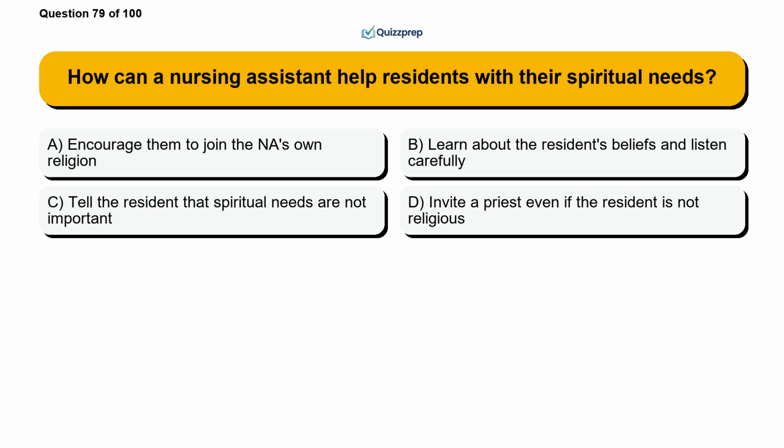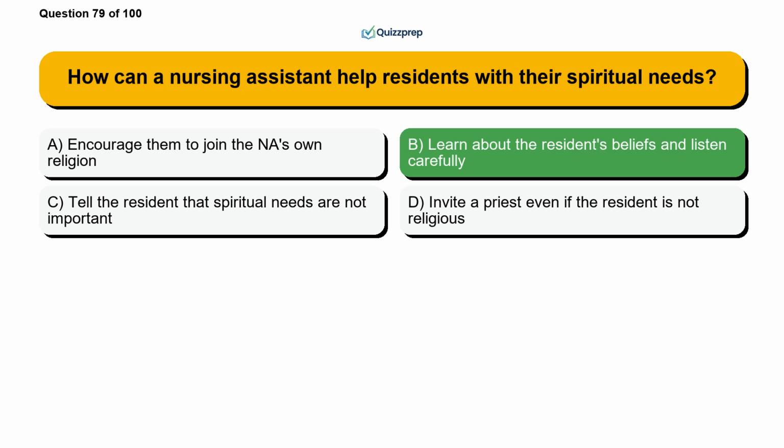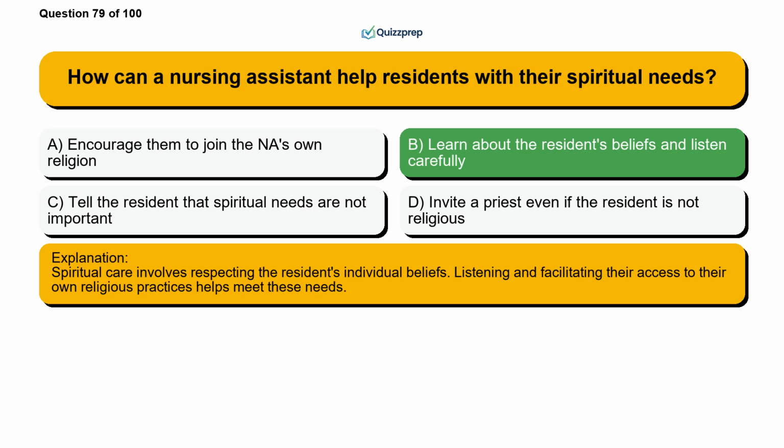Question 79. How can a nursing assistant help residents with their spiritual needs? Option A, encourage them to join the NA's religion. Option B, learn about the resident's beliefs and listen carefully. Option C, tell the resident that spiritual needs are not important. Option D, invite a priest even if the resident is not religious. The correct answer is option B, learn about the resident's beliefs and listen carefully. Spiritual care involves respecting the resident's individual beliefs. Listening and facilitating their access to their own religious practices helps meet these needs.